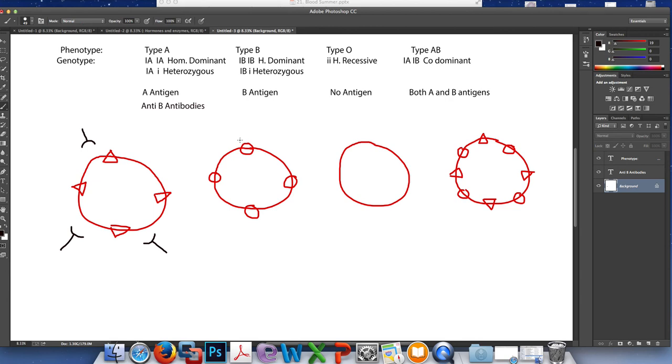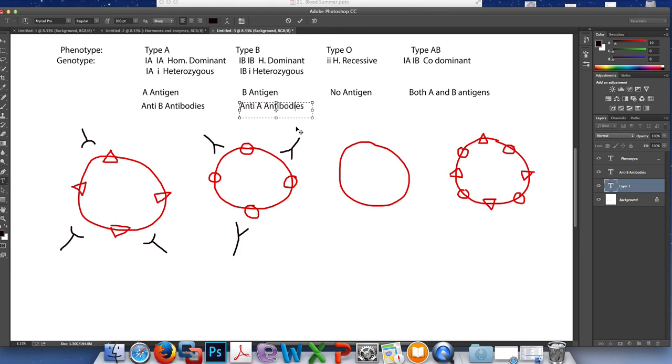In type B blood, we're going to have anti-A antibodies. And again, the shape of the antibody will not fit the antigen. And again, the name tells you that it is against A antigens, not B antigens.